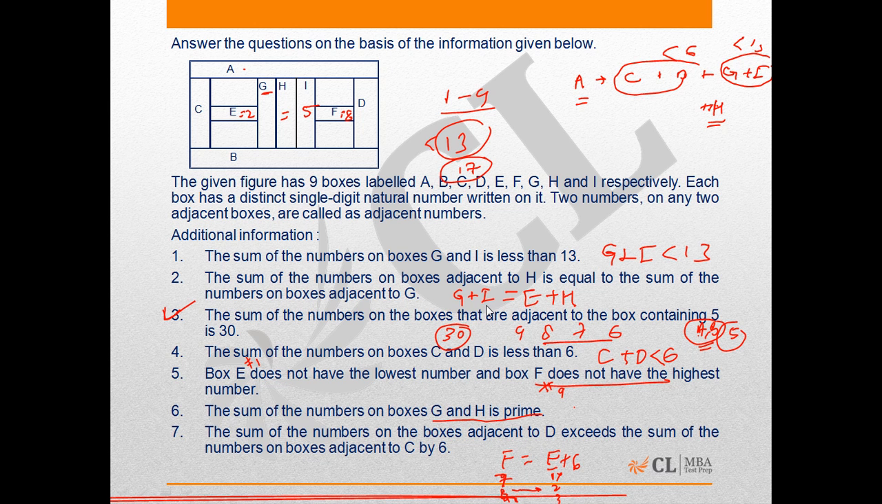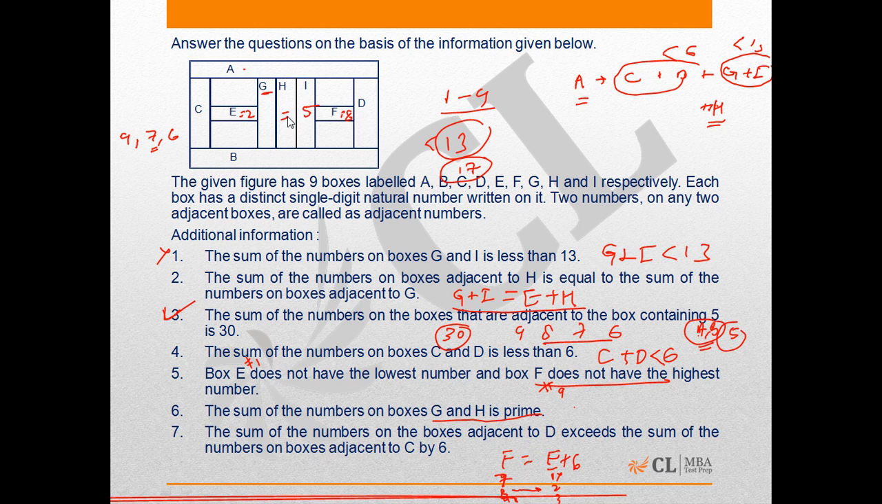Now coming to condition second, which states the sum of numbers in boxes G and I is equal to E and H, and we know that the number in box H has to be 1 out of 9, 7 and 6.